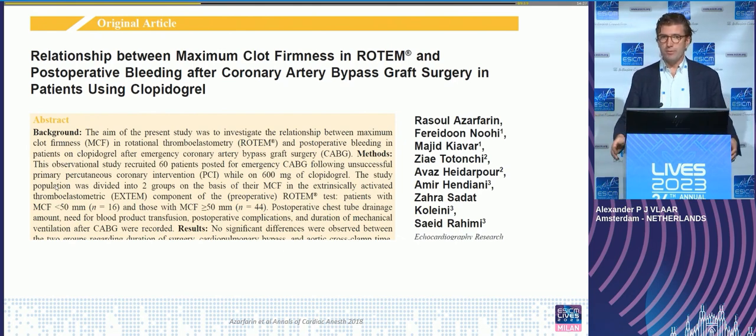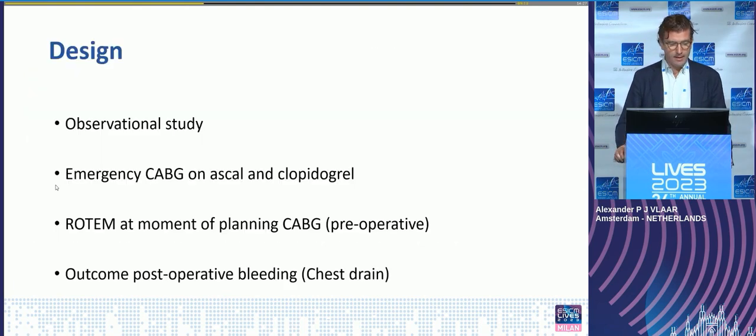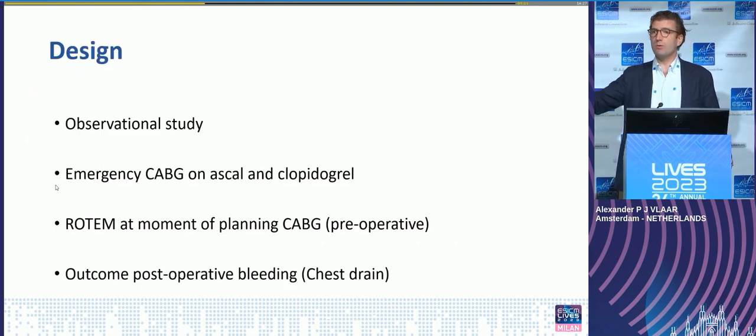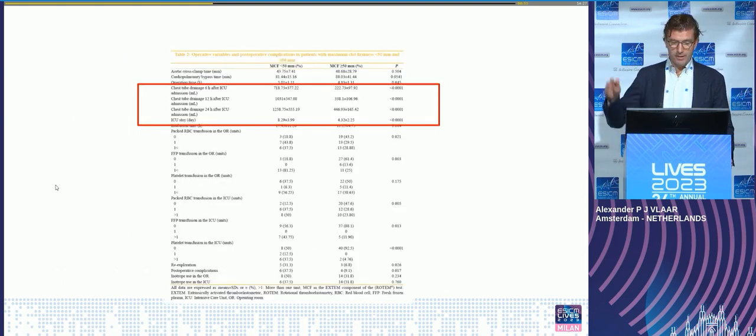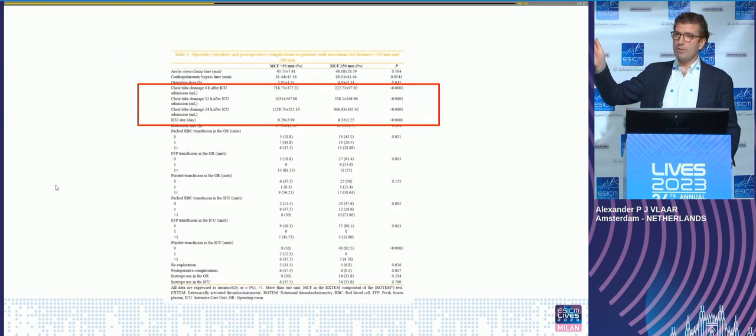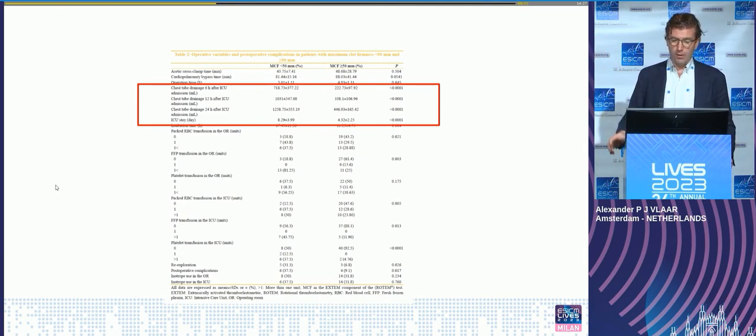I mean, we would love to improve things, but we cannot. So what they did here is a viscoelastic testing assay, prior to the patient going on pump. We always use it when the patient starts bleeding, but we never do it beforehand. It's an observational study, emergency CABG on aspirin and clopidogrel, viscoelastic testing, and the outcome postoperatively, the amount of chest drain. And what you see here is the mean clot firmness was predictive for the volume of chest tube drainage.